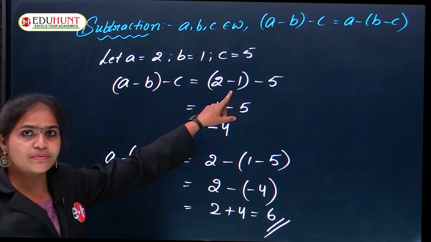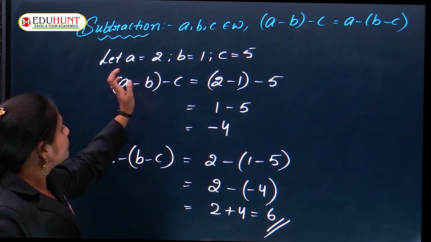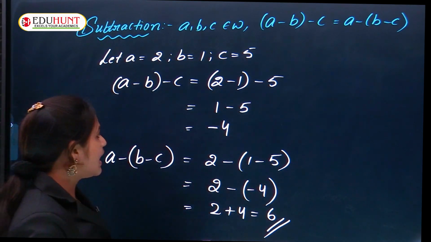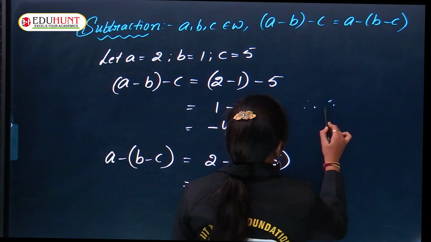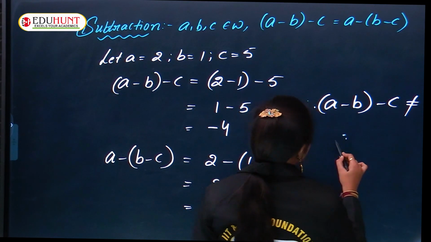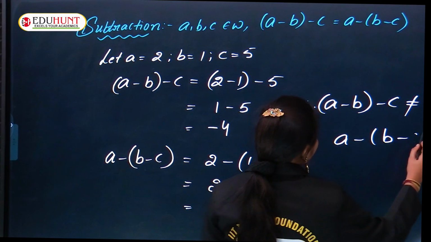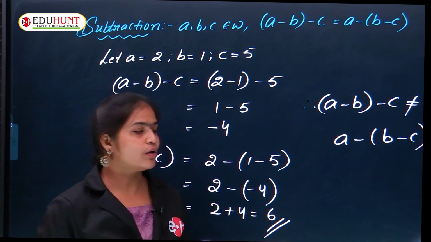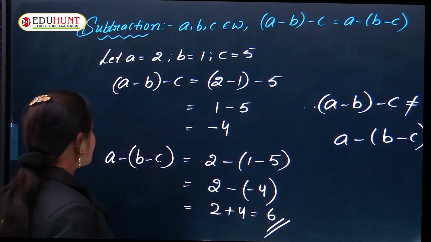In integers we learned about that. And in the same way here 2 plus 4 is equal to 6, we got it. Now here finally what we can say is a minus b minus c is not equal to a minus of b minus c. Understood? Yes. Okay. So here this one is not satisfied.